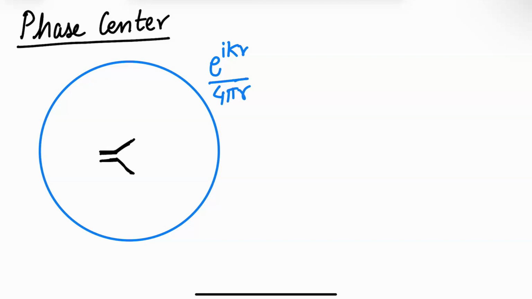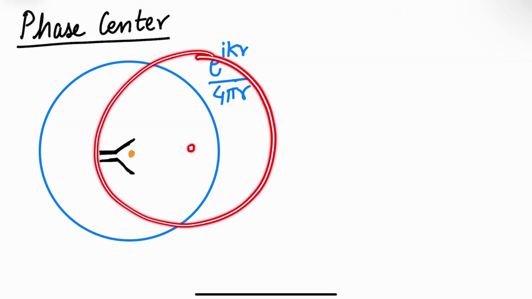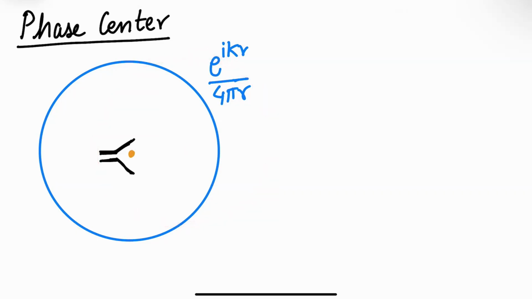So because this e to the ikr term represents a spherical phase front, that sphere has some center, right? If you have a sphere, the sphere is with respect to some coordinate system center, right? So this has some center here, okay? So on a sphere centered at this point here, the phase is constant on the surface of that sphere. And if you move the sphere to a different location, let's say if you pick a sphere here that is centered at this point, then the phase over that sphere will not be constant, right? So that point is called a phase center.